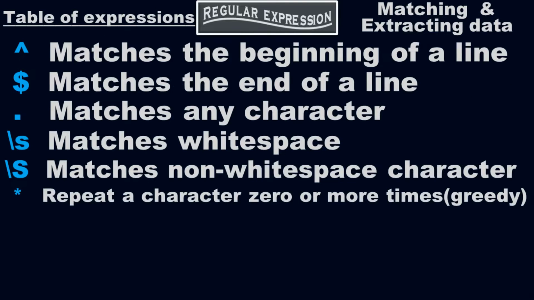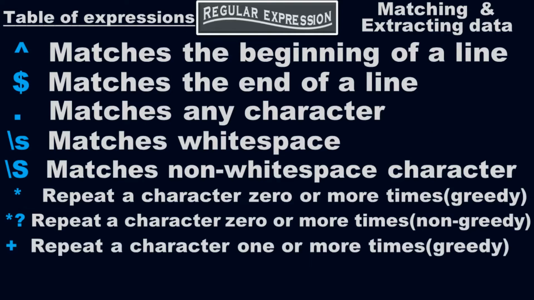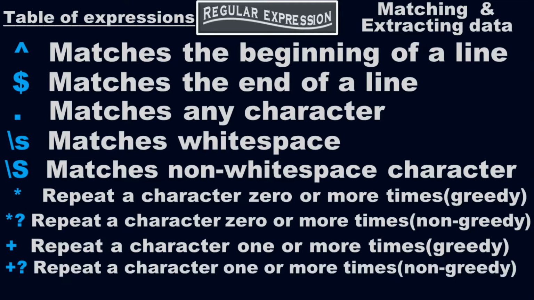This sign repeats a character 0 or more times, greedy. But when we put the sign of interrogation with the multiplication, it represents the repetition of a character 0 or more times, non-greedy. Plus repeats a character 1 or more times. It is also greedy. But when we put the sign of interrogation with the plus sign, it repeats a character 1 or more times, non-greedy.